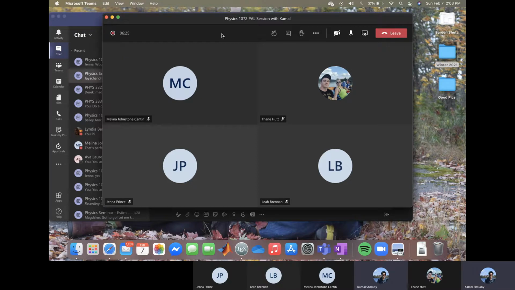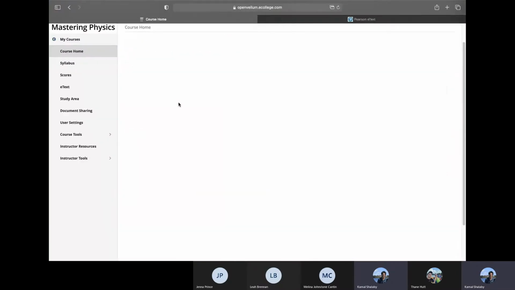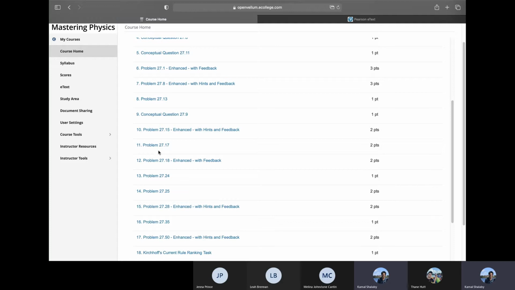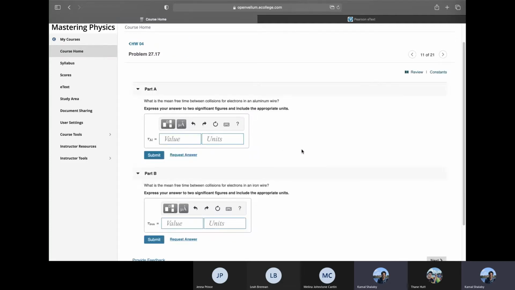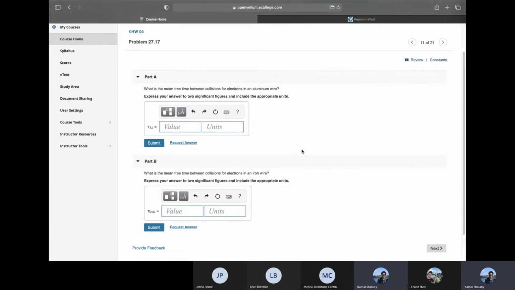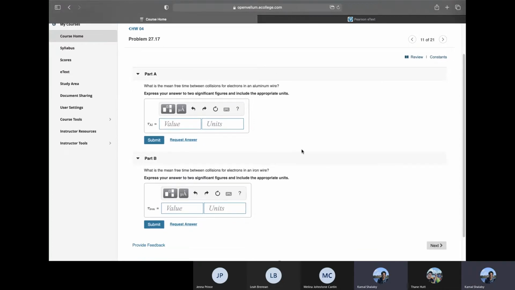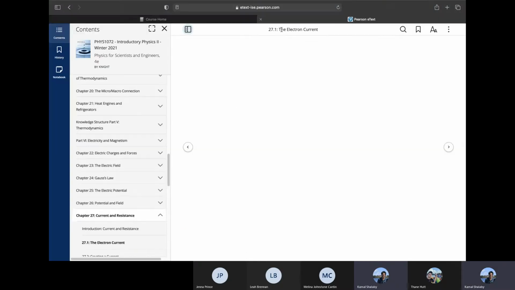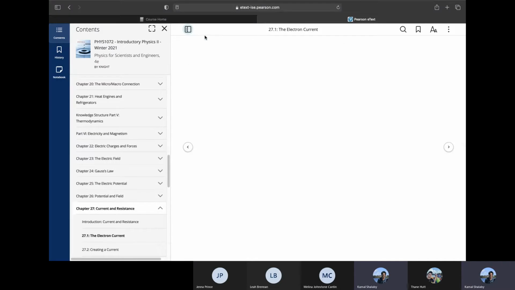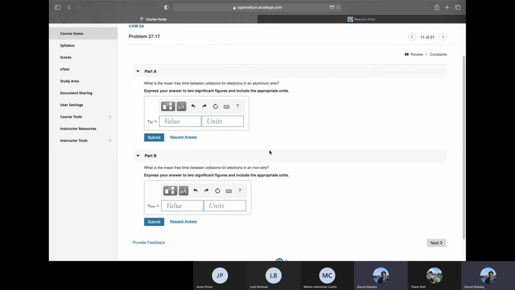Question 11. Yes. Okay. So, what's the mean free time between collisions for electrons in an aluminum wire? So, let's look. Okay, so just before we start, do you know what equations can we use?